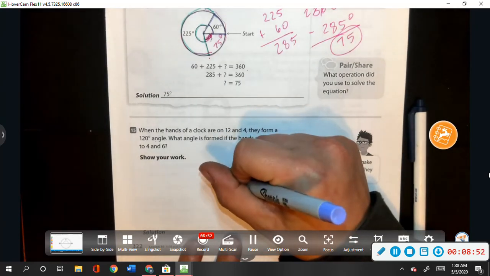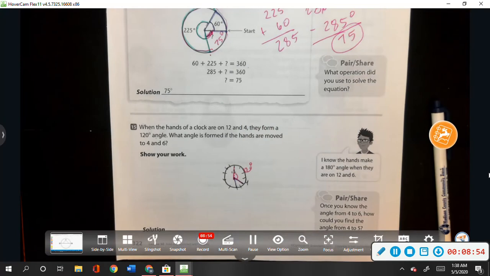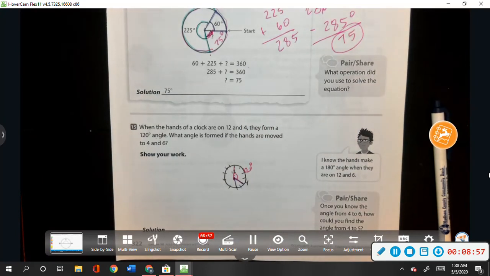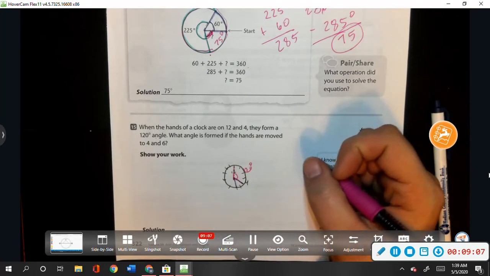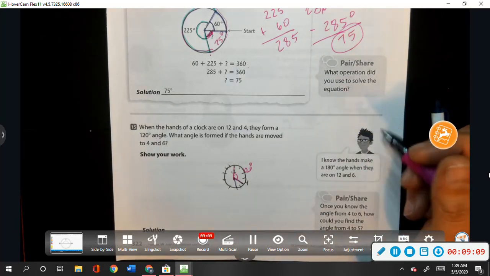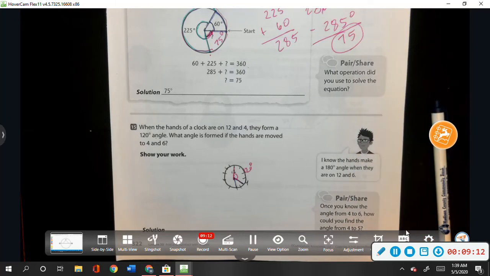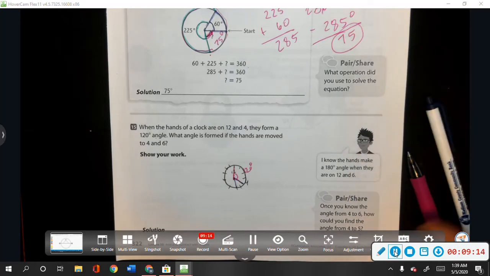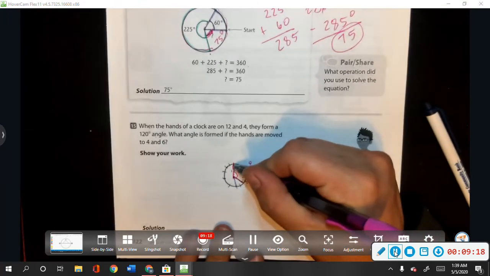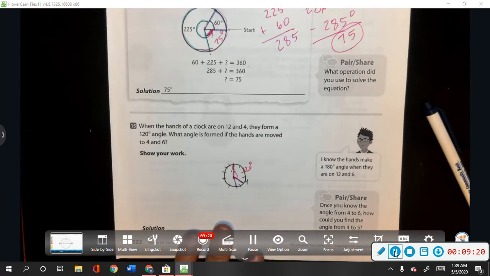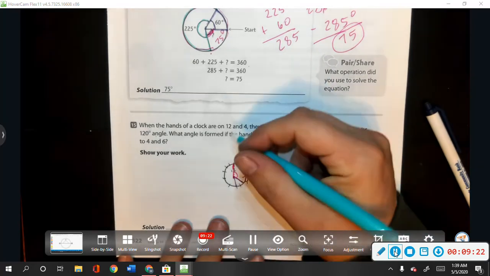Which would be 20 degrees. So all we really need to do, oh wait, sorry about that. So we know the whole angle, let me find the right color pen, I had to think about this for a second.